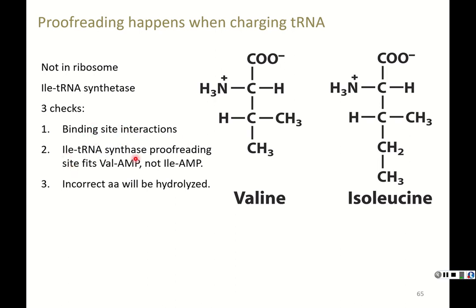There's a proofreading of this enzyme where the site fits the valine AMP but not isoleucine AMP. So if valine does get in there, the valine AMP will fit in the proofreading site, and then the incorrect amino acid, we'll term it as incorrect because it fits in there, and it'll be hydrolyzed.